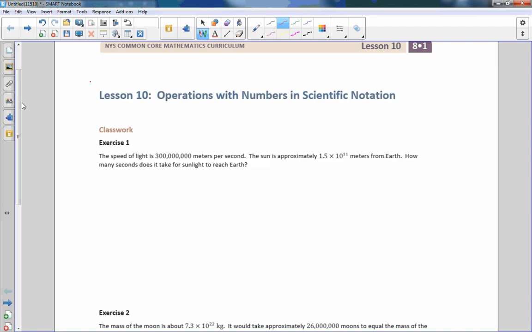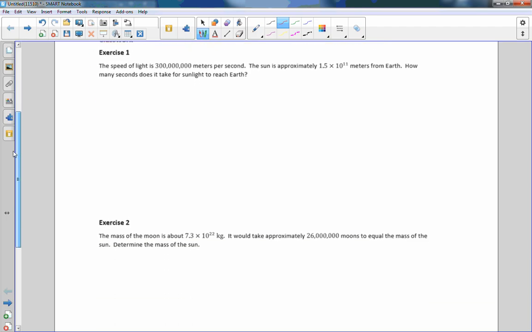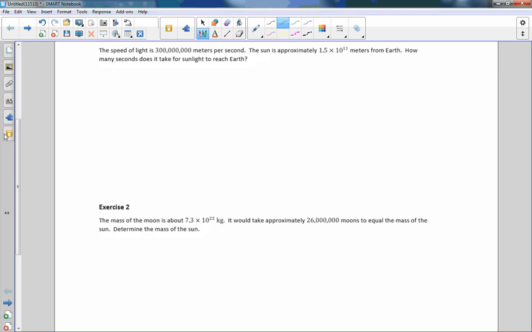Okay, so when they talk about operations, for starters, operations are addition, subtraction, multiplication, and division so far. So the speed of light is 300 million meters per second. The sun is approximately 1.5 times 10 to the 11 meters from Earth. How many seconds does it take for the sunlight to reach Earth?